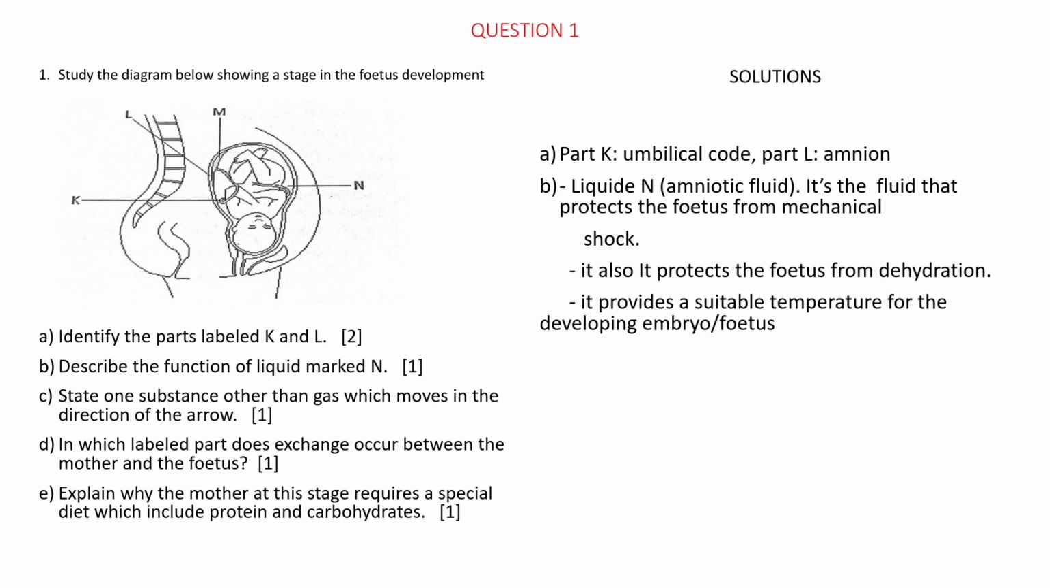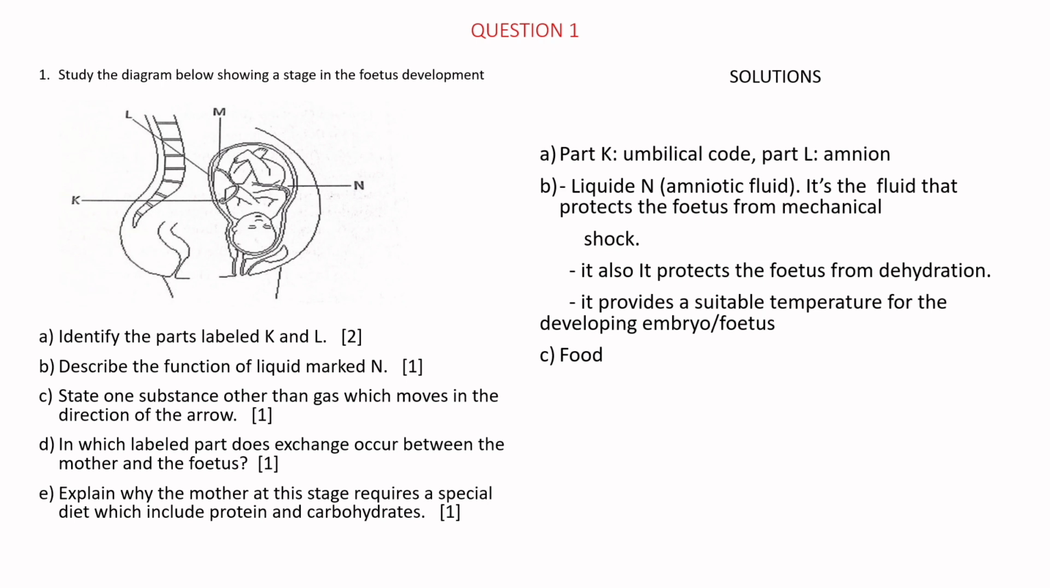So here, this picture is not that clear, but the arrow was coming in this direction. So which substance other than gas comes in this direction from the mother to the fetus? I'll just give you that information because you can't see the arrow there. So from the mother to the fetus, apart from gas, which substance moves from the mother to the fetus? Very simple, it's food.